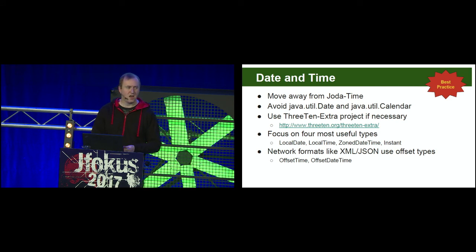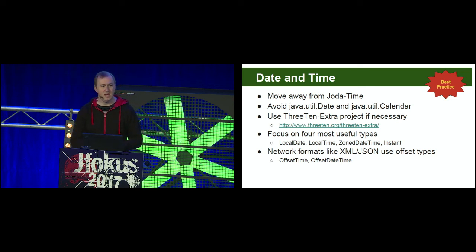If there isn't enough stuff in the JDK for you and you have extended needs for date and time work, there's a project called ThreeTen-Extra on GitHub, which I really need to release another version of, and that has extra things in it. So it has some of the things that didn't make it into the JDK that you may well find useful, including other calendar systems, including conversions to TAI, UTC with leap seconds, etc. But yeah, focus on just the most useful types. There's lots of flexibility in there, and do make use of OffsetTime and OffsetDateTime if you're using XML or JSON, because that's exactly what you need.